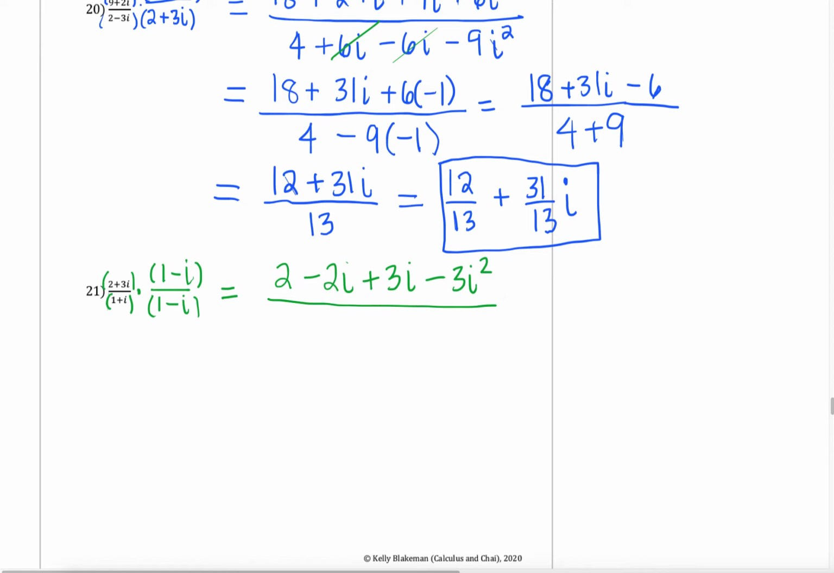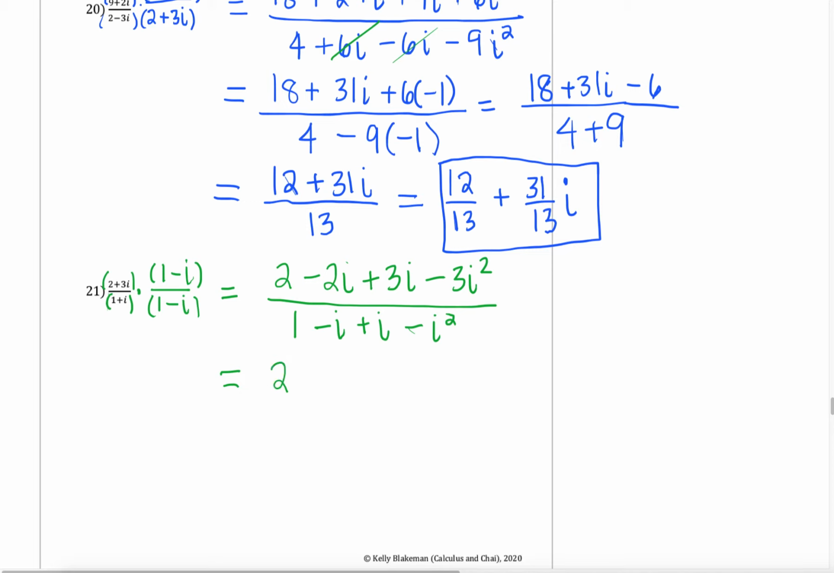In our denominator, when we FOIL out, we end up getting 1 times 1, so we get 1 minus i plus i, coming from the 1 times negative i and the i times positive 1, and lastly we get a negative i squared. From here, we want to go ahead and simplify as much as we can on top, simplify as much as we can on bottom. Why don't you guys pause the video and simplify the numerator and the denominator of this fraction.